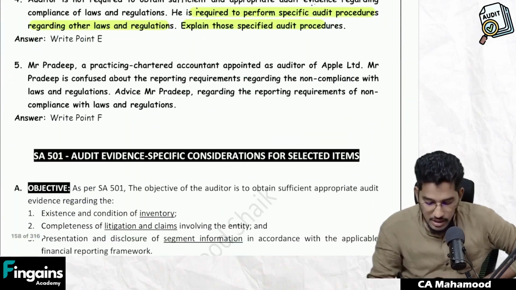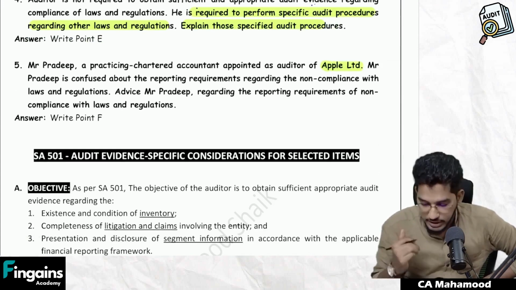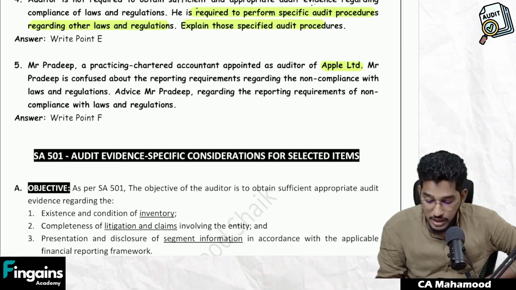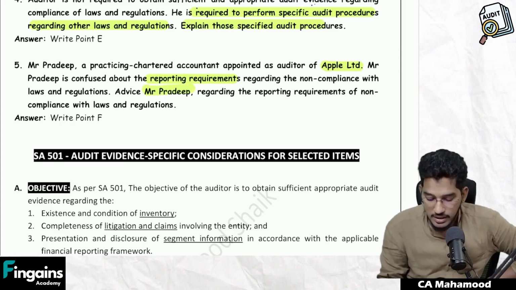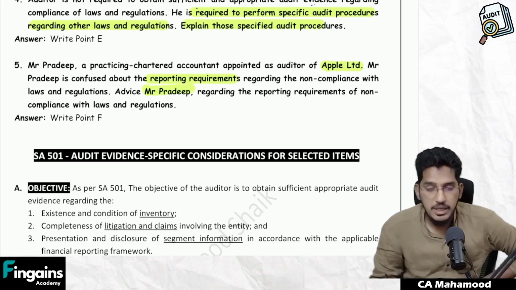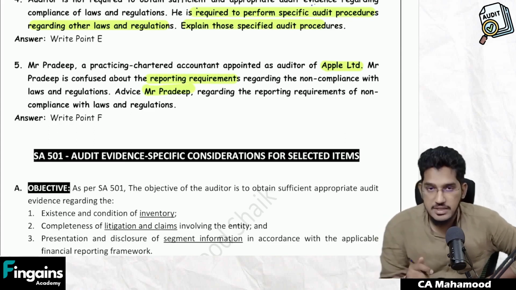Next one. Mr. Pradeep, a practicing chartered accountant, appointed as auditor of Apple Limited. Mr. Pradeep is confused about the reporting requirements regarding the non-compliances with laws and regulations. Advise Mr. Pradeep regarding the reporting requirements of non-compliance with laws and regulations. Now they are asking you reporting requirements. All the 3 points you have to write.